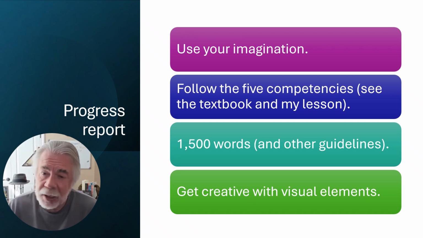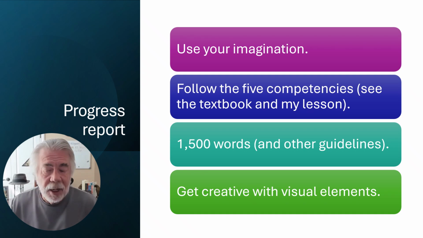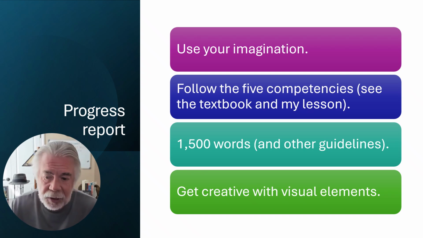And believe me, once proposals are accepted, the project never goes perfectly, so you need to think about what things could go wrong and how you address those. This is going to include using the basic 5 competencies that I've already talked about. It should be, give or take, about 1,500 words, and there are other guidelines on how to put it together.